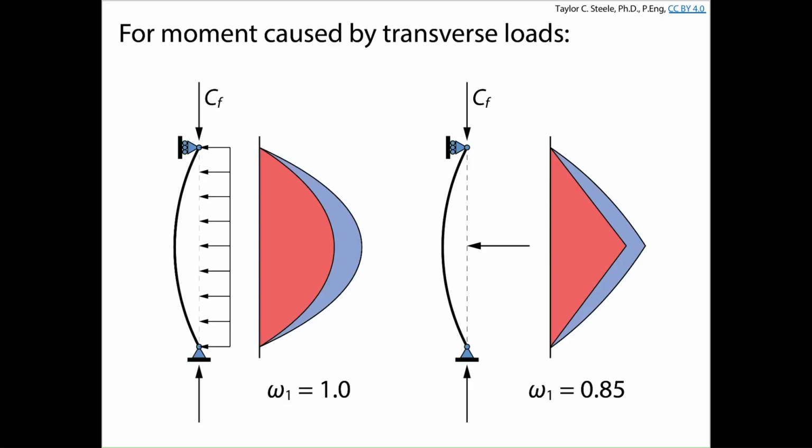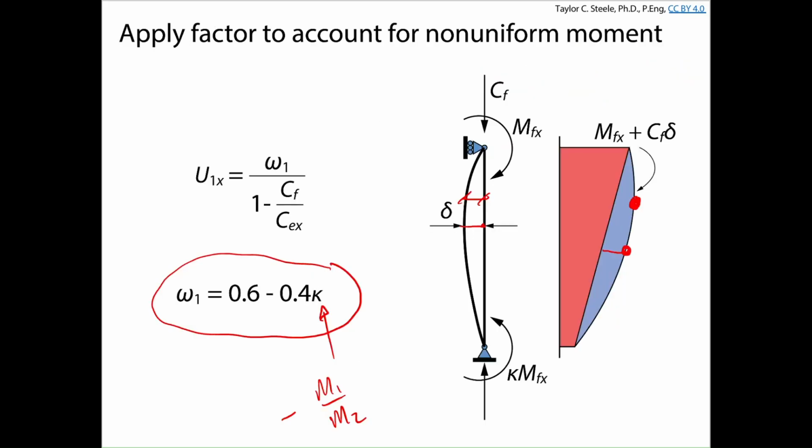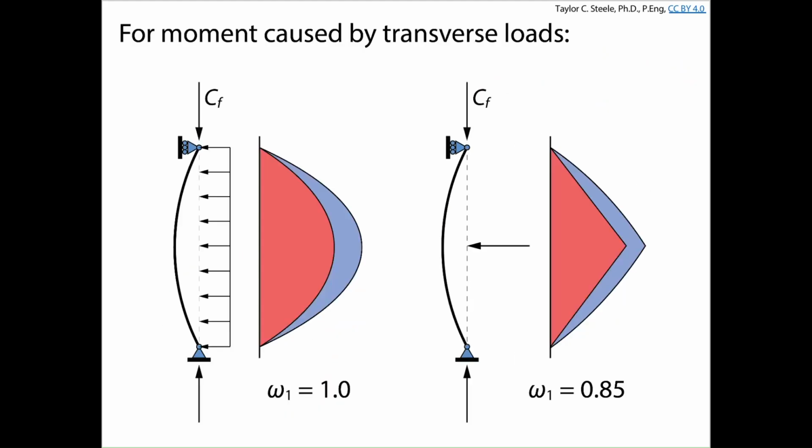Okay, so we've got U1, which accounts for the CF delta. In simple terms, we modify it by omega 1 depending on the shape of the moment diagram. Omega 1 is 1 for a constant moment, which is shown here. We calculate it as 0.6 minus 0.4 kappa for a linear moment. And then for other shapes of moment diagrams, it looks something like this. We have values specified in the standard to use.